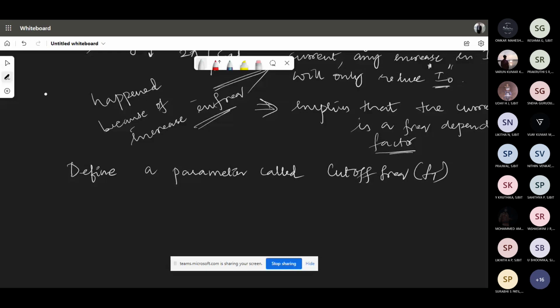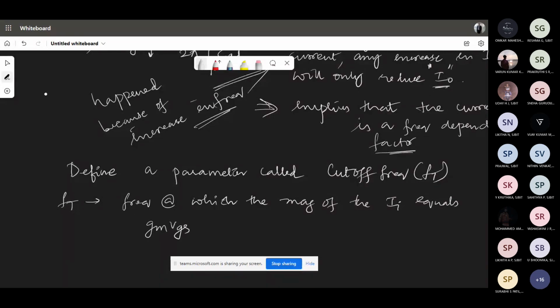And what is the cutoff frequency? It's nothing but a frequency at which the magnitude of the input current becomes equal to the ideal output current, gm times VGS. Just taking the definition straight away from the textbook.